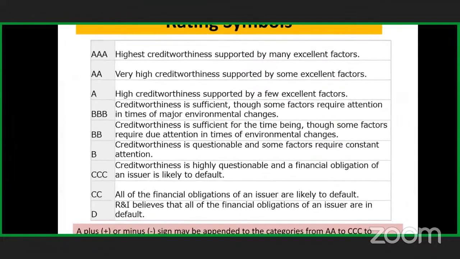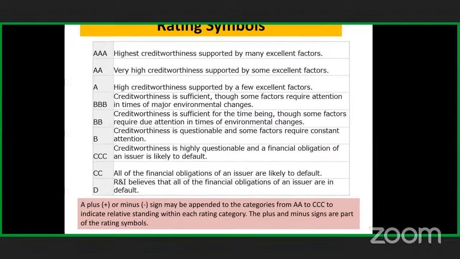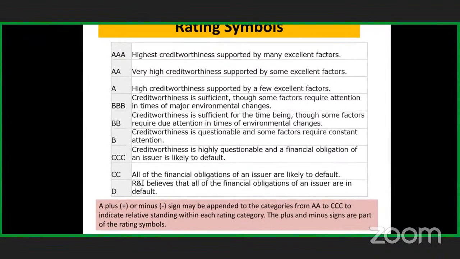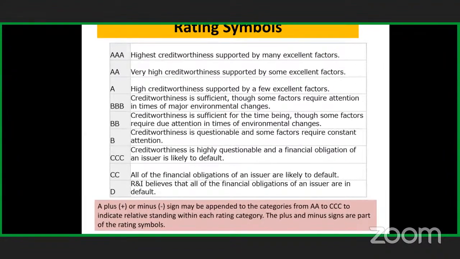Different credit rating agencies have different types of symbols. Just for your understanding purpose only, I mention here triple A, AAA. If I mark plus or minus, then the credit worthiness will change. If it is triple A, it is the highest credit worthiness, supported by many excellent factors.